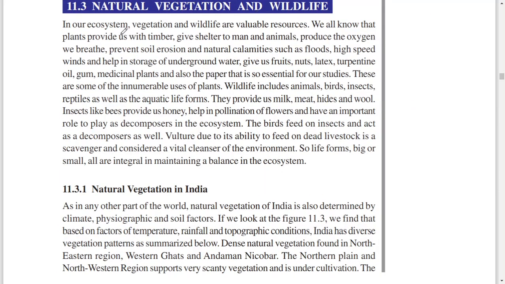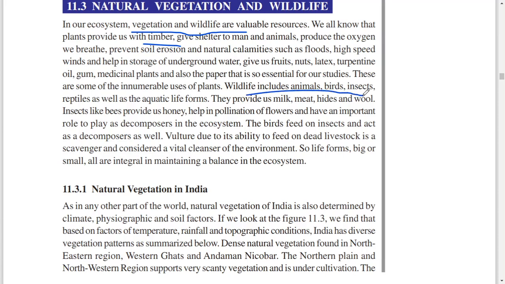Natural vegetation and wildlife. In our ecosystem, vegetation and wildlife are the most valuable resources. We all know that plants provide us with timber, give shelter to man and animal, produce oxygen, the life gas that we breathe, prevent soil erosion and natural calamities such as floods and high speed winds, and help in storage of underground water. They give us fruits, nuts, latex, turpentine, oil, gum, medicinal plants, etc. Also from trees we make paper, which is essential for our studies. These are some of the innumerable uses of plants.